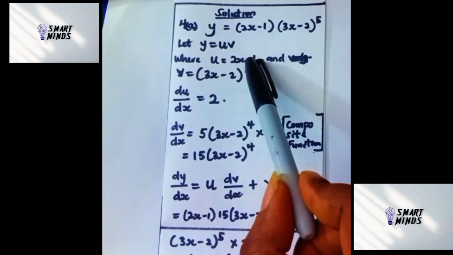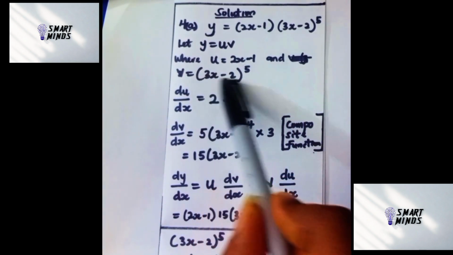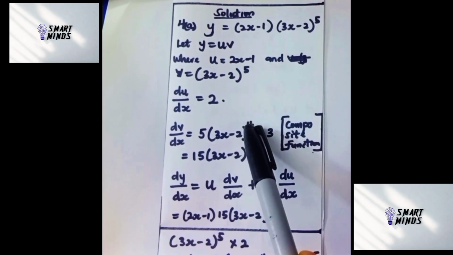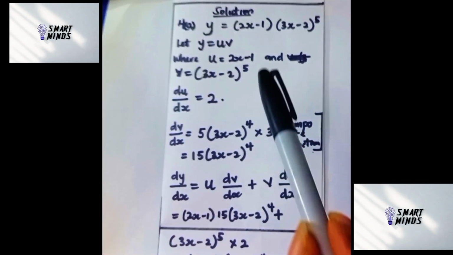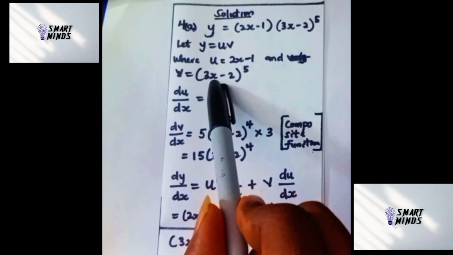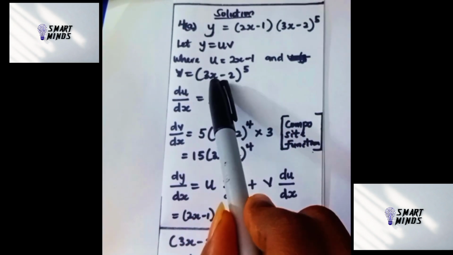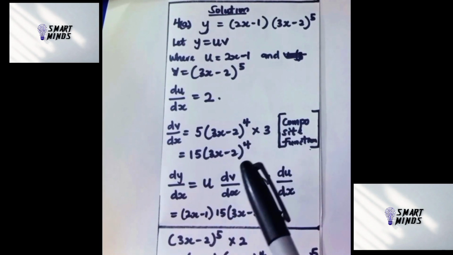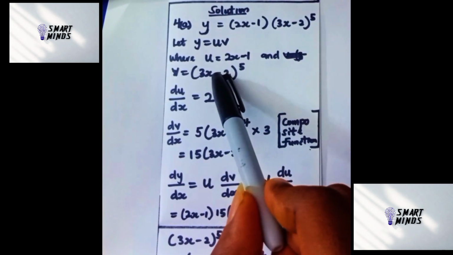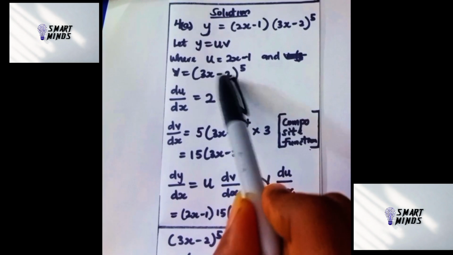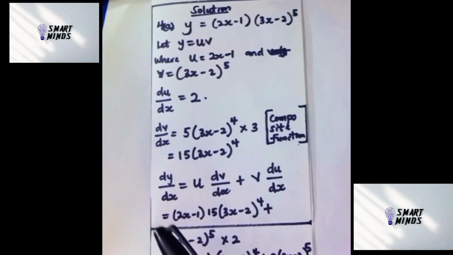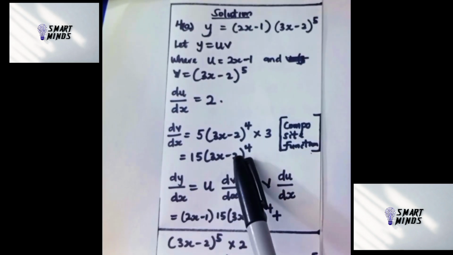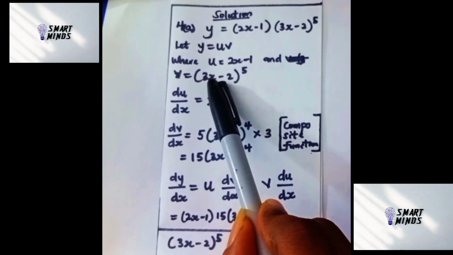I differentiated the outer expression, everything all together, and I have 5 (3x minus 2) all raised to power 4 using the general formula of differentiation. Then when you differentiate the inner expression 3x minus 2, we have only 3, and you multiply the differentiation of the inner term and the outer term together. So 3 times 5 is 15, and everything else remains the same. So I've differentiated v with respect to x.